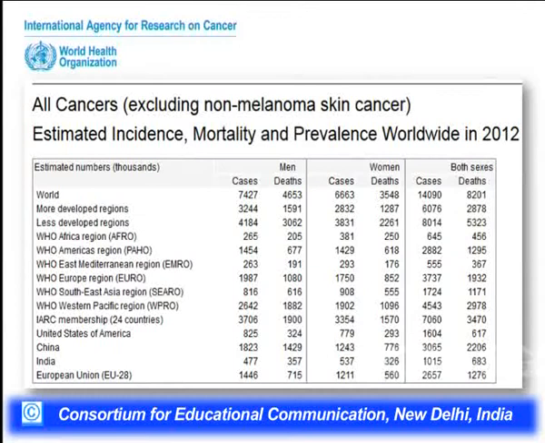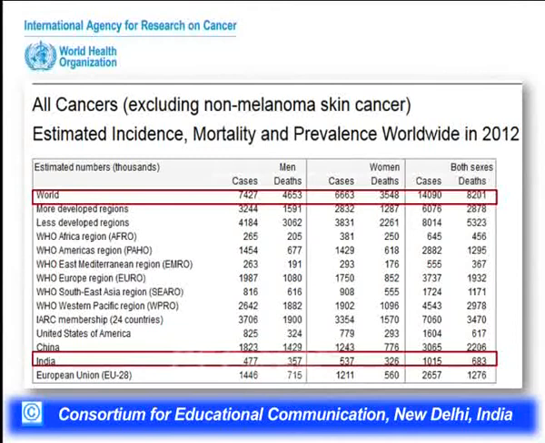Now, if we see the statistics of all the cancer, excluding the non-melanoma skin cancer cases, we can see there is a drastic increase over the years. Now, if we see the world population which have been affected by the cancer, especially the men population, it is being said that about 74 lakh cases occur annually, of which the deaths in the case of the men is 46 lakh cases. While in the women, about 66 lakh cases have been reported, while the deaths is about 35 lakh cases.